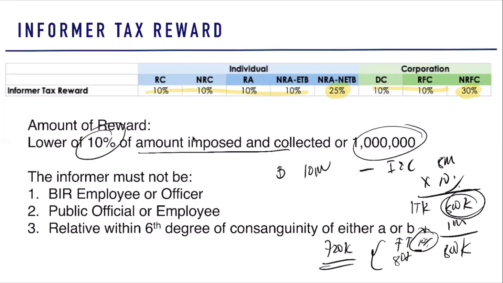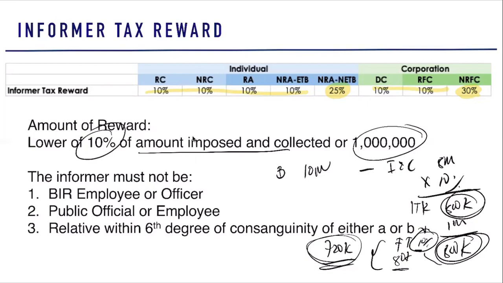O, mga maging bad blood pa yan. We just don't know. But here, take note, you just compare the amount imposed and collected, get the 10% versus 1 million, that is your informer tax reward. And that informer tax reward is subject to 10% final tax. You get your net informer tax reward, which is 720,000.